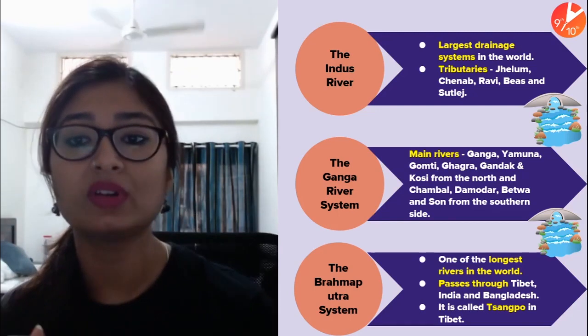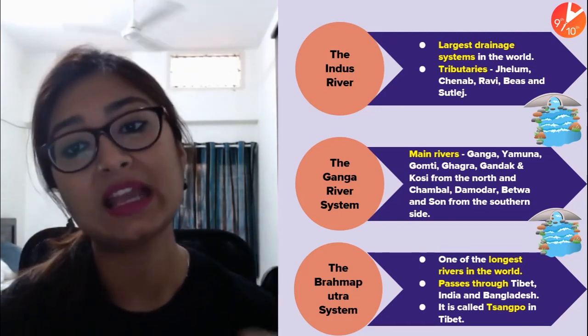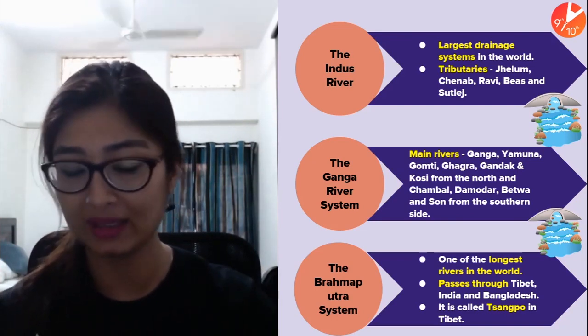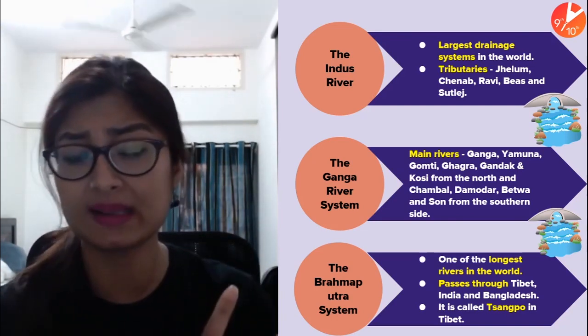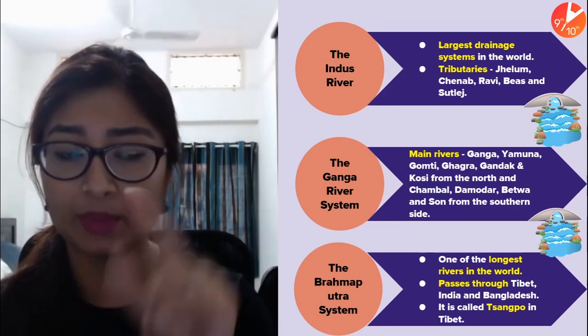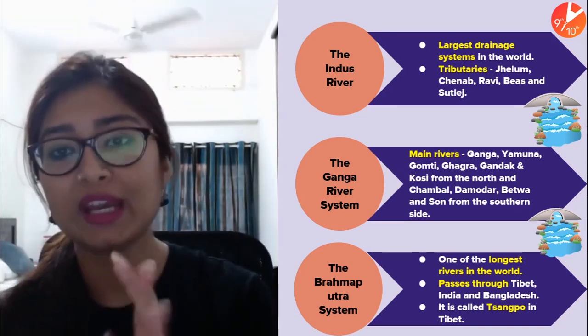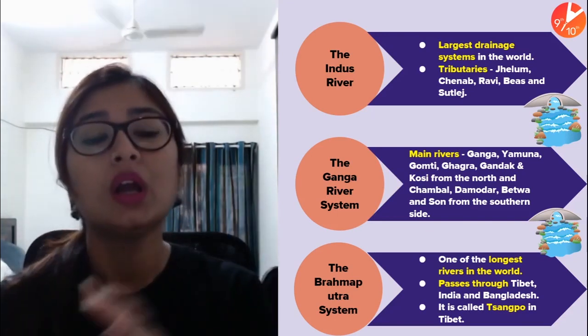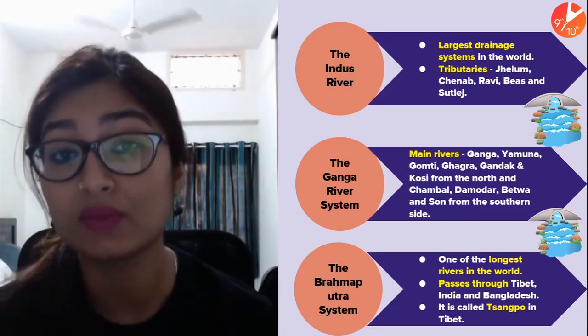So the Indus River has multiple tributaries like Jhelum. If you remember, we also spoke about this while we were discussing the Himalayan ranges. I need you to quickly tell me where is Jhelum. I just told you. So Jhelum, Chenab, Ravi, Beas and Satluj are a few tributaries of the Indus River system.